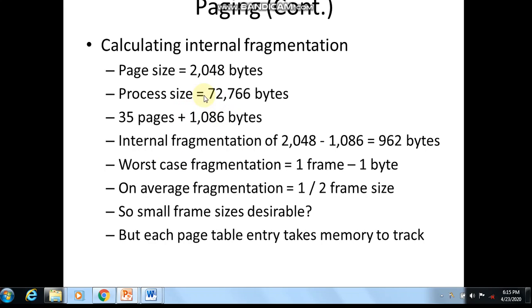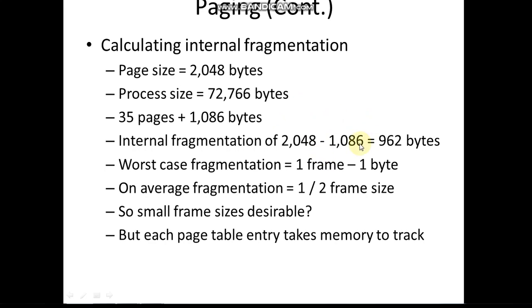So in order to run this particular process of size 76766 bytes, we require a total of 36 pages, in which 35 pages are completely occupied by the process, but the last page is occupying only 1086 bytes. The total page size is 2048. So there is an internal fragmentation of 962 bytes.